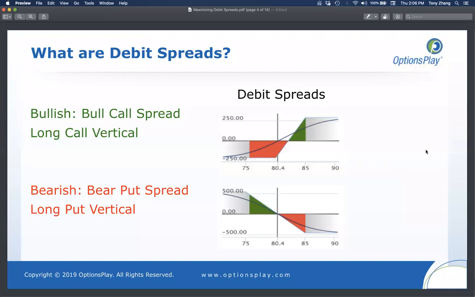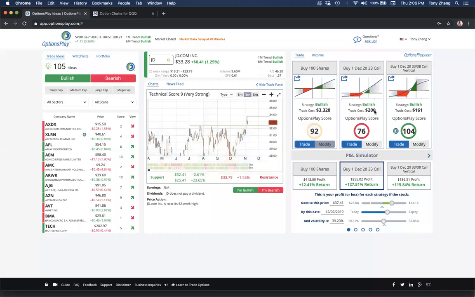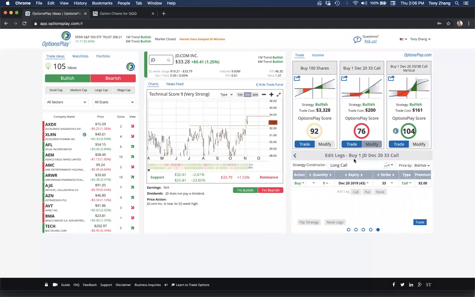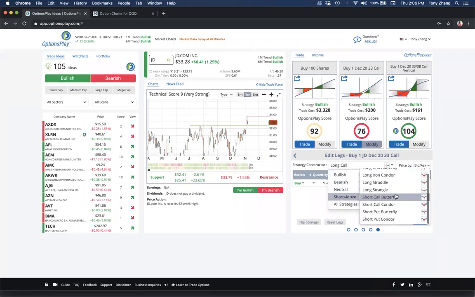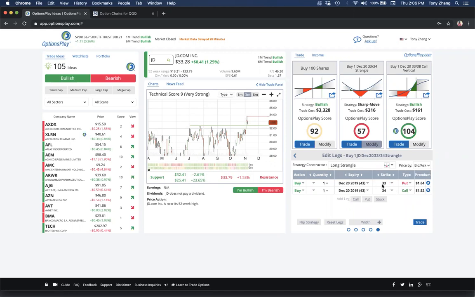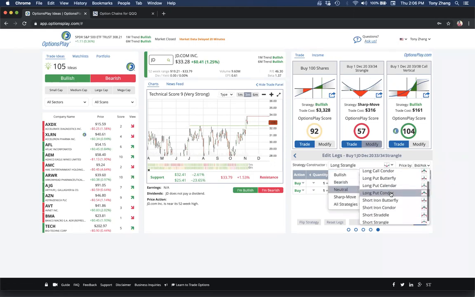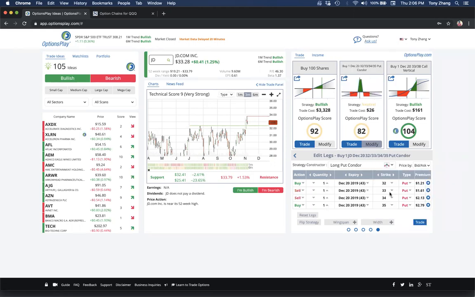Lewis is asking, does OptionsPlay use iron condors and butterflies? Now, me personally, I'm not a big fan of that strategy, but if you want to trade them, absolutely. Click on the modify button. We have a strategy constructor. You can construct butterflies, condors, everything here by the click of a mouse. I don't like to trade these strategies because trading a condor is trading two separate credit spreads. You're basically saying I'm bullish and bearish at the same time, and I don't have any technical indicators that tell me I'm bullish and bearish at the same time.